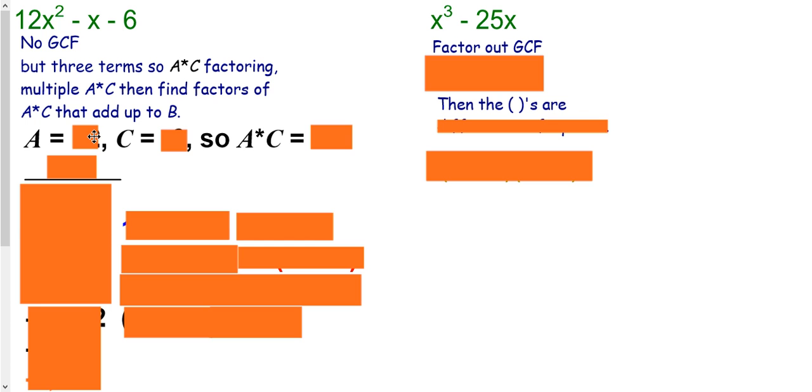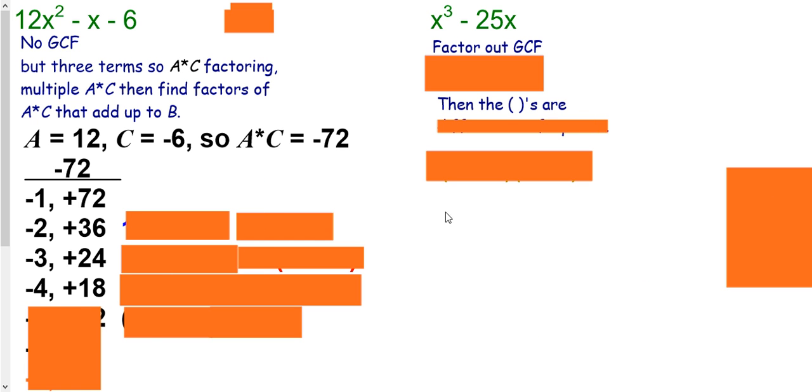So we'll continue on here. We have no greatest common factor. We have three terms, so we'll do the AC factoring. We'll look at A being the 12, what's in front of your squared, C is negative 6. We multiply them together, we get negative 72. So now we need to start listing out what multiplies together to give us negative 72. Well, we could start listing lots of them.